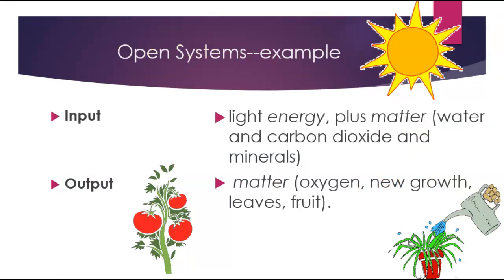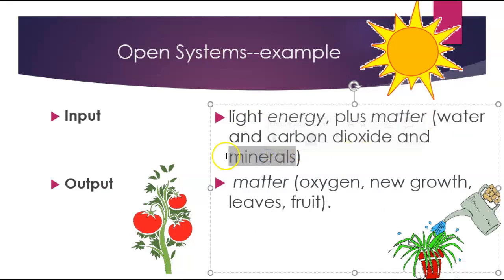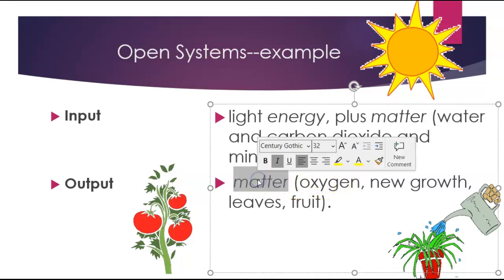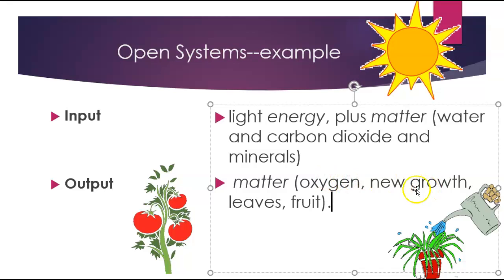So let's take a look at open system examples here. If we had some plants growing, the input that the plant would need to grow would be some light energy. We would need to put some matter in, like water, some minerals, some carbon dioxide to get it to grow. The output would be what comes out of the plant. What does the plant give us? The plant would give us some matter, like leaves and fruit. It would also give off oxygen and some new growth on the plant. So that's just one example of a plant system.